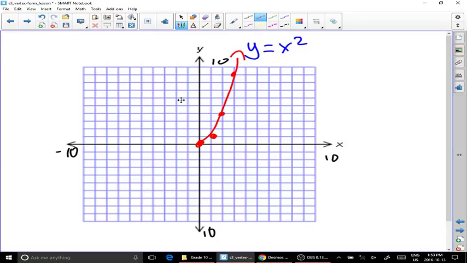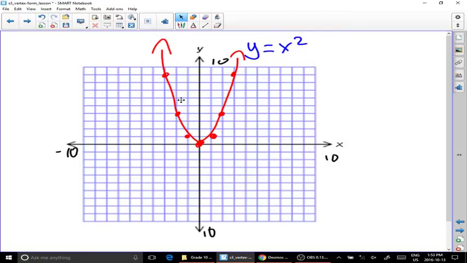Moving on, what's 2 squared? 4. So I'm going to put a point at 2, 4. And going on to the next one, what's 3 squared? 9. So I can do this, and I could do it on the left half as well. Negative 1 squared is 1. Negative 2 squared is 4. Negative 3 squared is 9. So I get this.